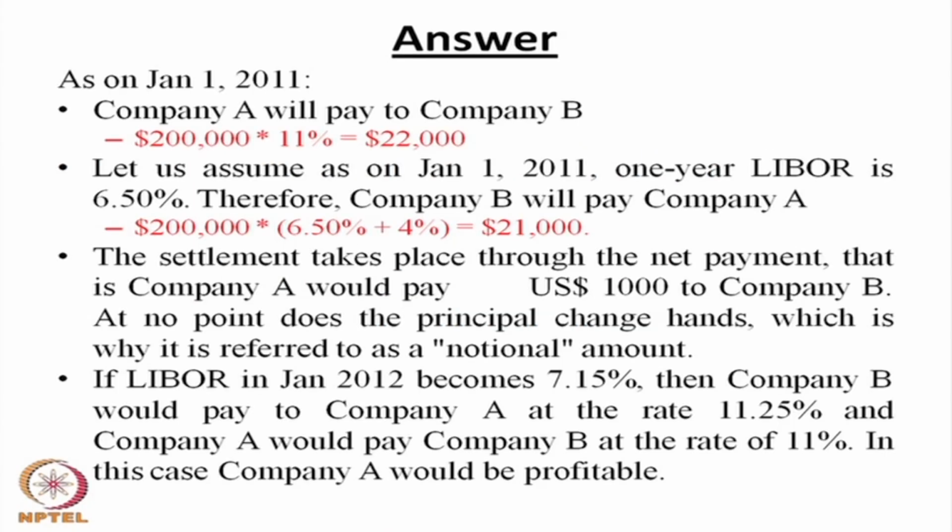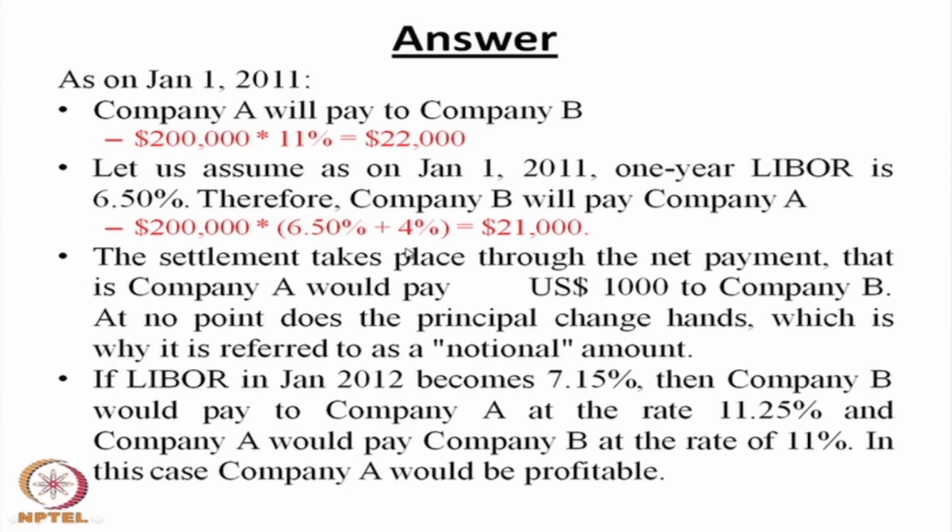If you see the answer here, what is the position? Company A, on 1st January 2011, will borrow 2 lakh at 11%. Company A will pay to company B the fixed interest rate, 11% of 2 lakh, that is 22,000 US dollar. Let us assume that on 1st January 2011, 1 year LIBOR is 6.5. So here 6.5 plus 4%, that is 10.5%, 10.5% of 2 lakh is 21,000.